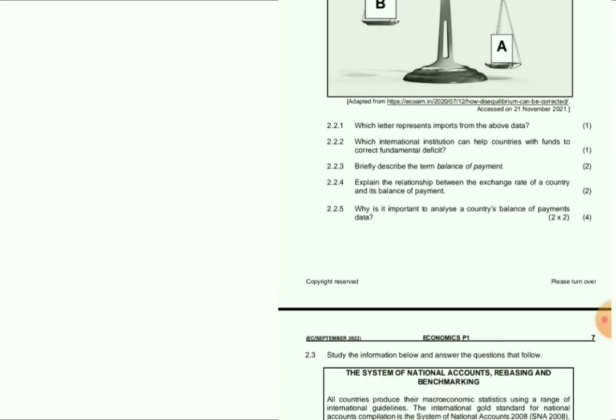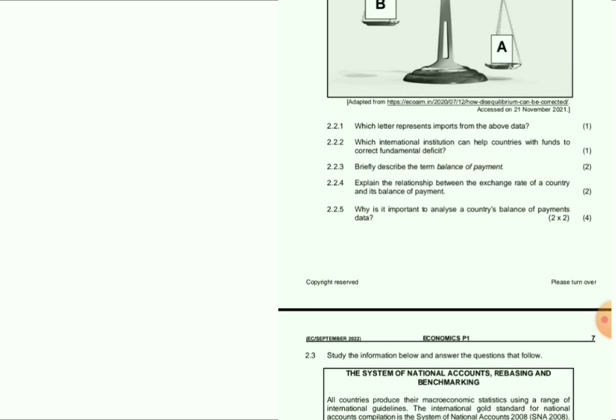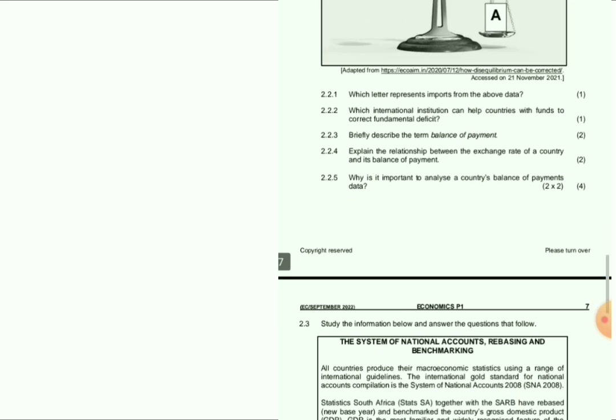Which international institution can help countries with funds to correct a fundamental deficit? If you studied, you actually know this one, but many of you wouldn't know it. It's the International Monetary Fund. That's the institution that helps countries with funds to correct a fundamental deficit. So don't forget it, guys.